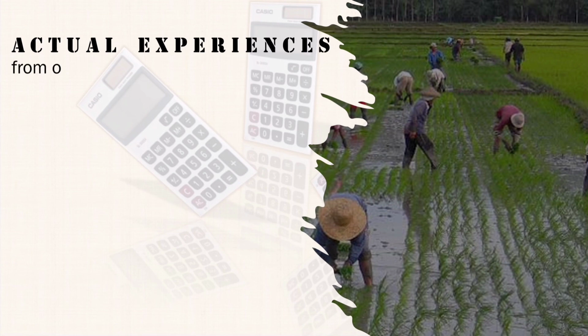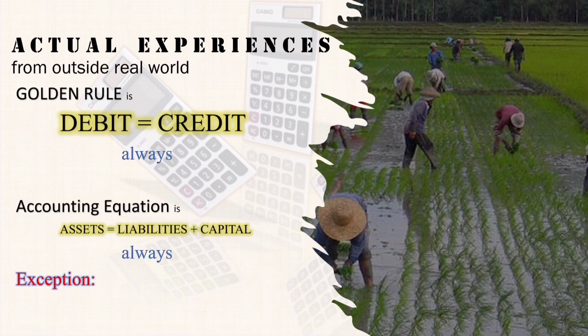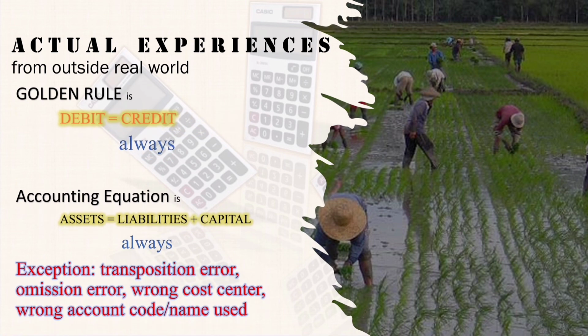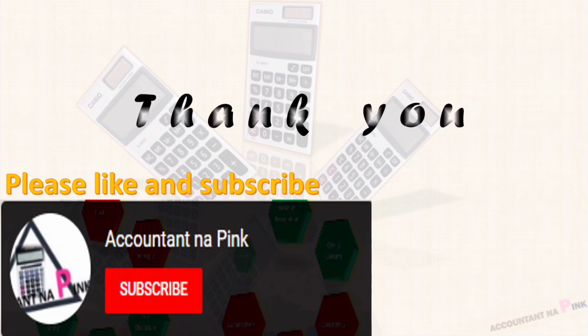Okay, so we now proceed with the actual experiences from outside real world. Remember the golden rule. Debit and credit must always be the same, and we will always maintain the equality of the accounting equation.